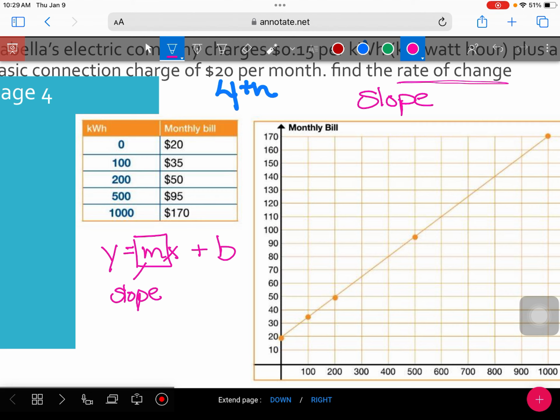The kilowatt hour goes up 15. Okay, so it goes 20 and it goes to 35 and 50. So it goes from 35 to 50. How much change is that? 15. And it goes to 45 and then 35. And then it goes to what? It goes from 50 to 95, which would be 45. Ooh, 45. Is that the same?